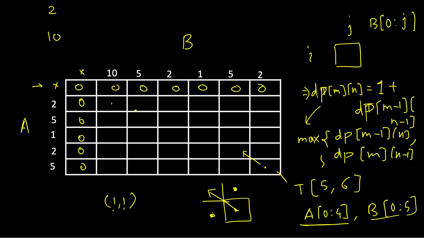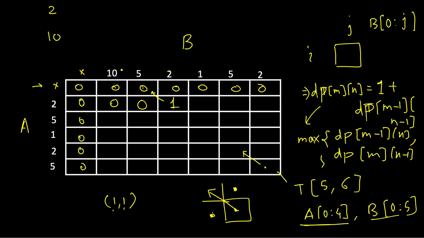So here 2 and 10 are not equal, so we take the maximum of this and this, top and left. It's 0, so it's 0. Here 2 is not equal to 5, so again max of these two, which is 0. Now this is the equal case, 2 is equal to 2. So what we will do is 1 plus the value diagonally up. Here it's 0, so it will become 1.